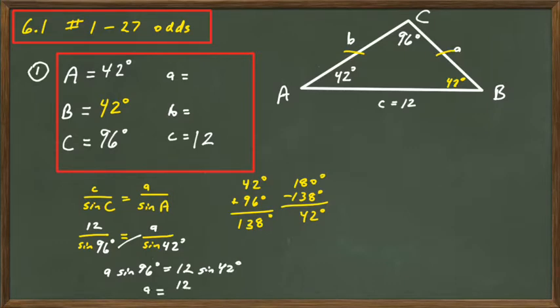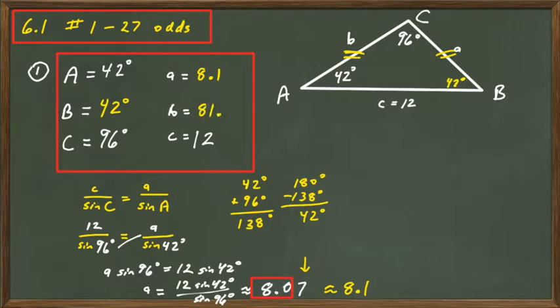When you divide, you get 12 sine of 42 degrees divided by the sine of 96 degrees, and I'll punch that into my calculator. I get 8.07. However, rounding the sides to the tenth, that 7 is going to round it up, and we're going to call it 8.1. So side A is 8.1. If you notice that this is isosceles, two base angles are congruent, means the sides opposite them are congruent. It might tell you that side B is 8.1 also.